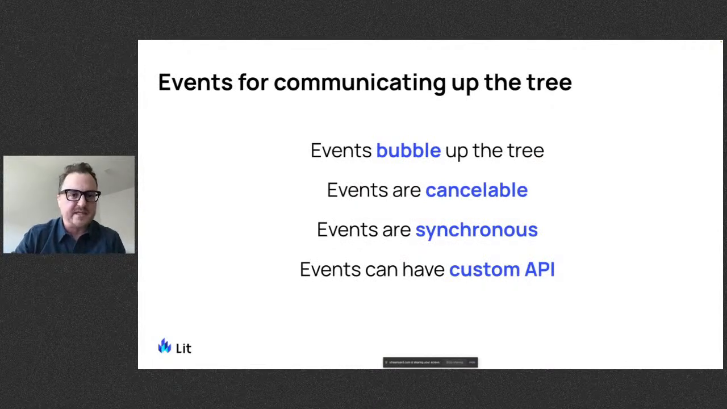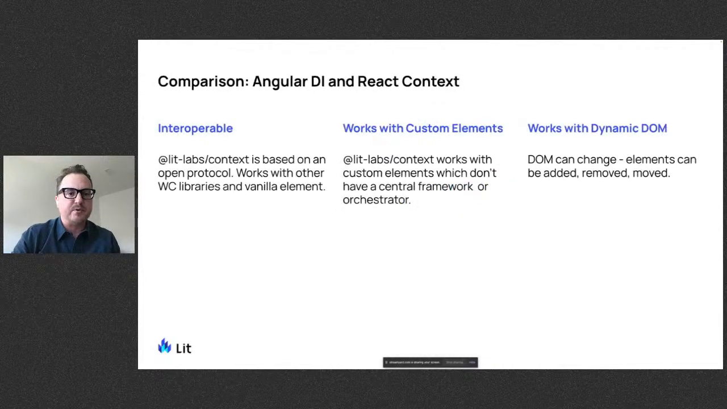Events are awesome for doing this kind of thing. If people don't know some of the details of how events work and why they're so suited for this, well, one, they bubble up the tree. And so we're trying to get values from above the tree, and that's great. They're also cancelable. You saw that stop propagation call. So an element can say, I have this value. My parents don't need to try to provide it. They're also synchronous, which is really important when you need a value and don't want to get it asynchronously. And they can have a custom API like that callback I showed on there. So that's the event-based protocol.